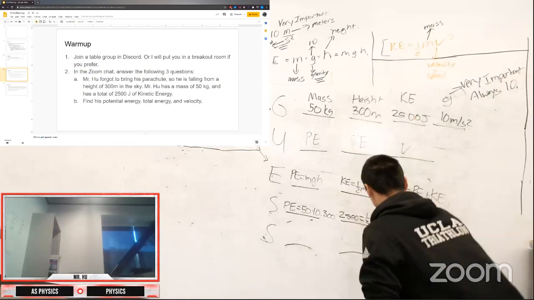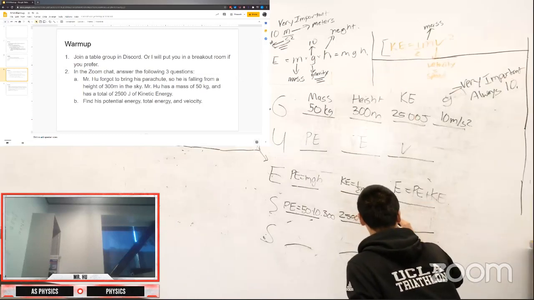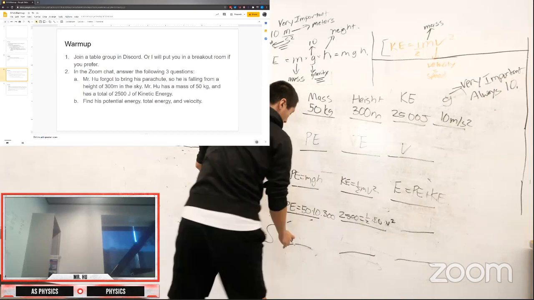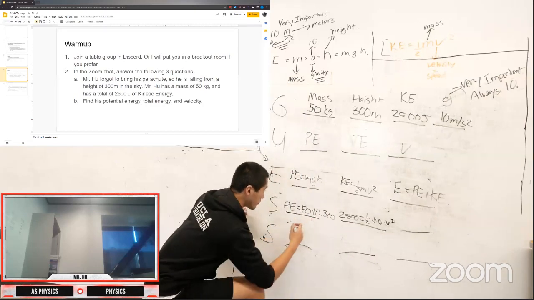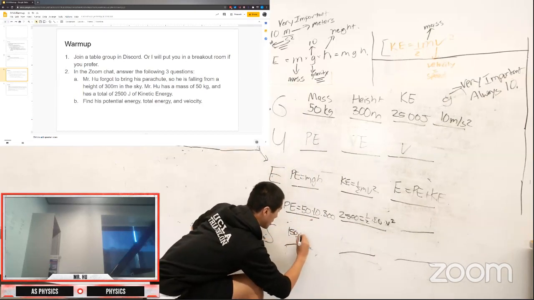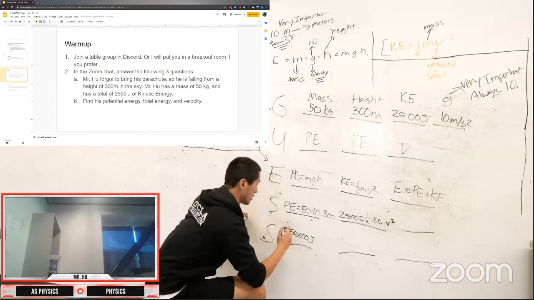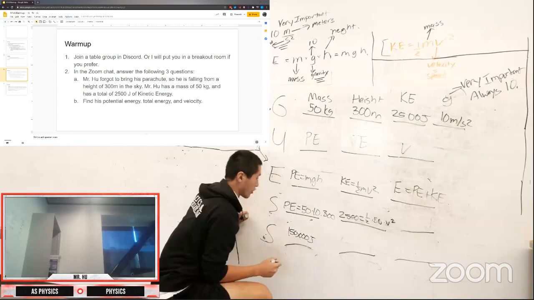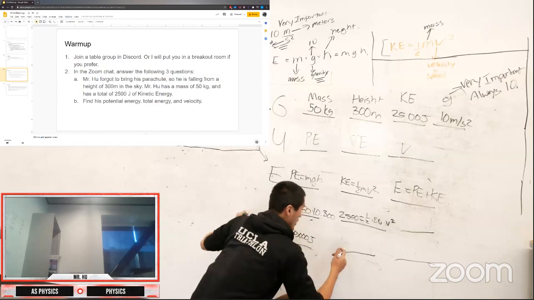Okay, so we'll do a little bit of algebra here. Our potential energy, we multiply this out, 150,000 joules. This is very important. These units are very important. I don't want you to forget them. Energy is always measured in joules.